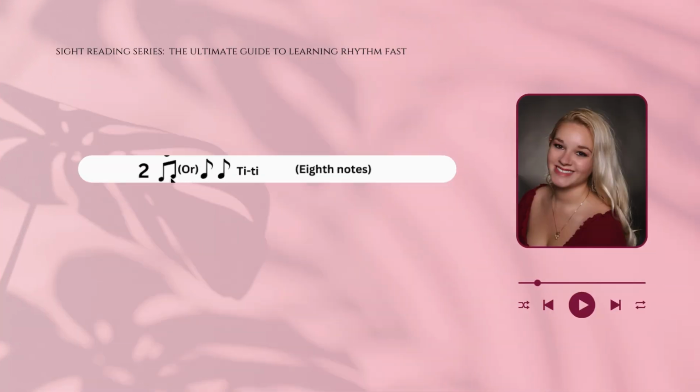All right, third row, we've got these symbols right here. They can either be connected together, or they can have these little flags up top. The nickname we'll give it is ti-ti. They have 2 sounds. Why are we saying 2? Because you can have a single ti by itself as well, but it's just to help you understand that 2 of these now equal 1 beat. The real textbook name for this is eighth notes.